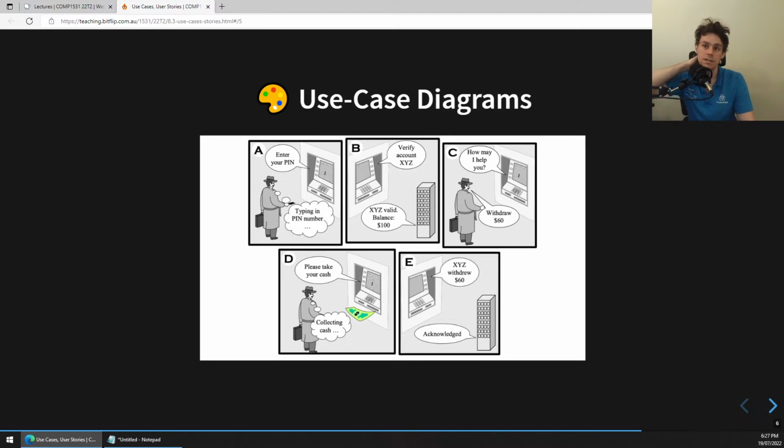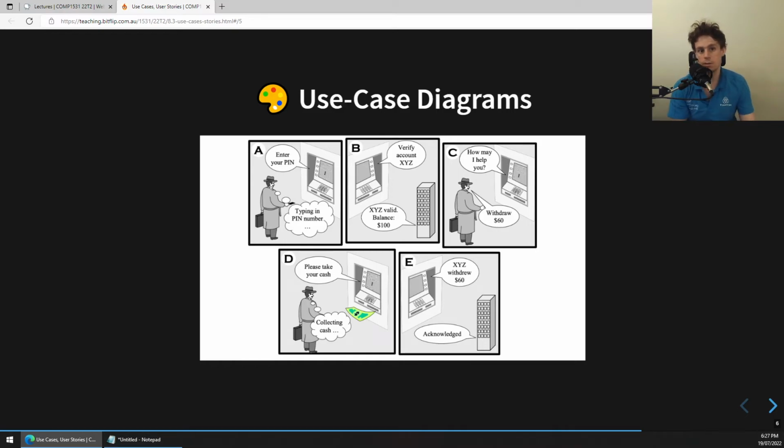This is an example of a use case diagram where we're trying to explain how a user might interact with an ATM, and you can see that the user comes up, step A, to the ATM, they enter their PIN, step B, the ATM talks to the bank server, the server responds, and the ATM says, how can I help?